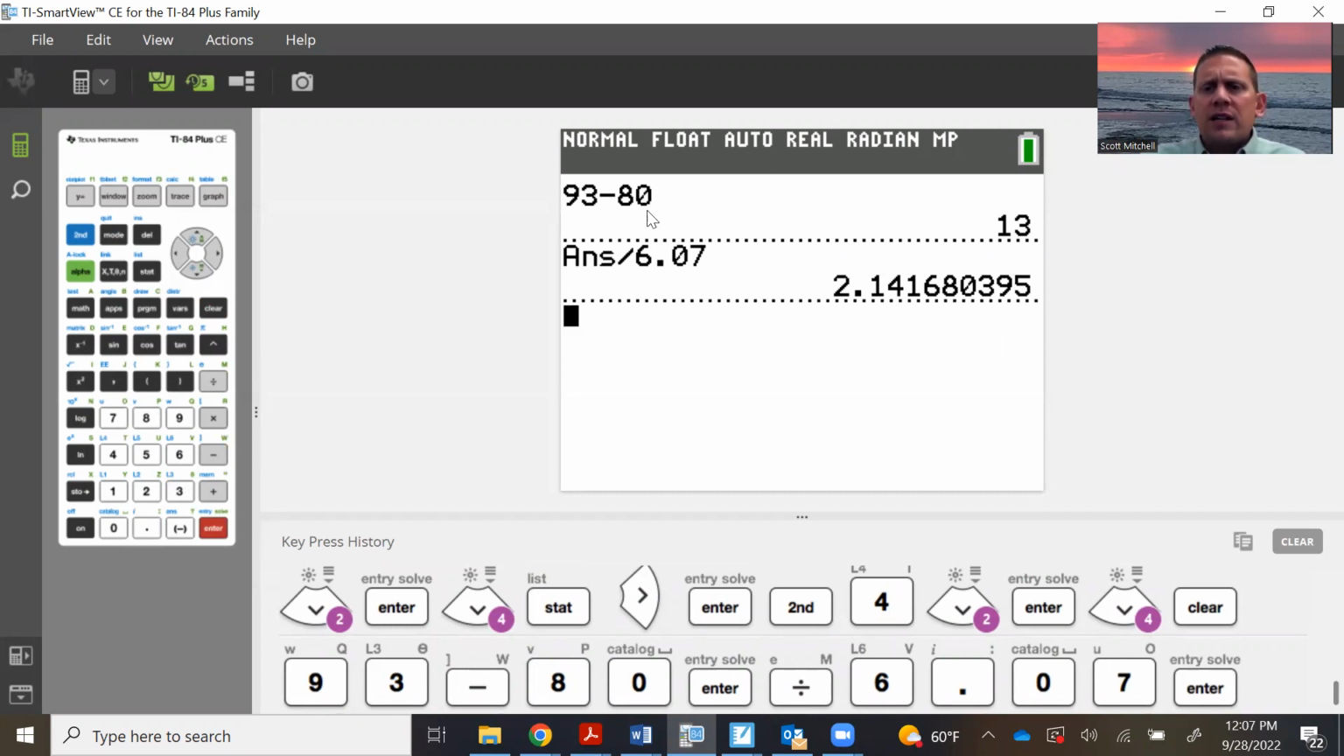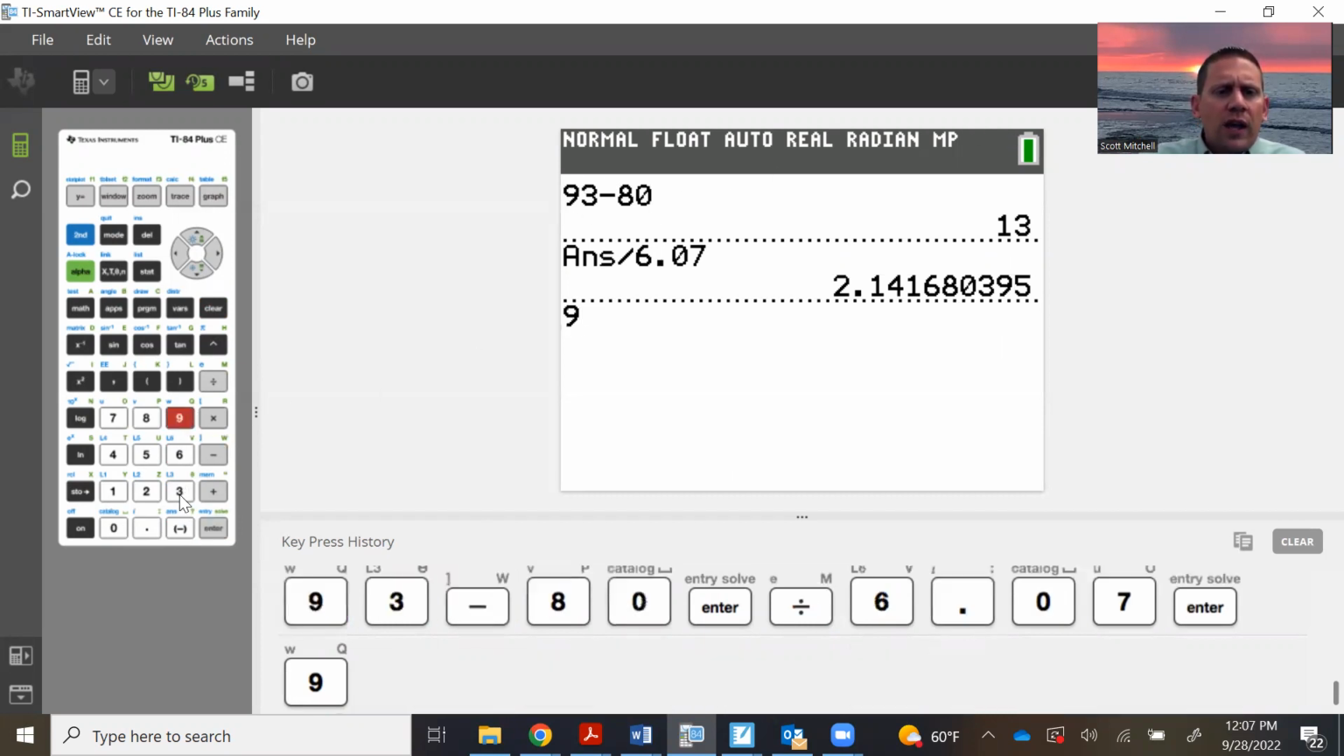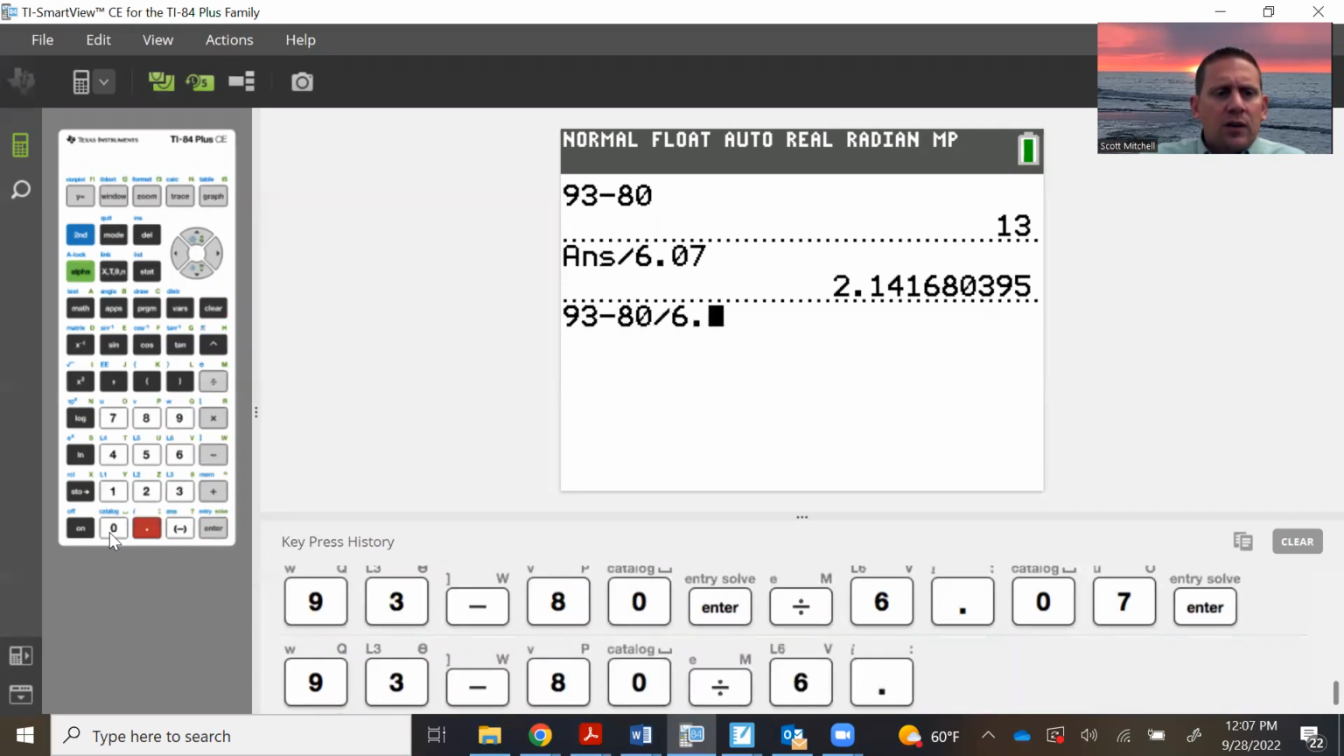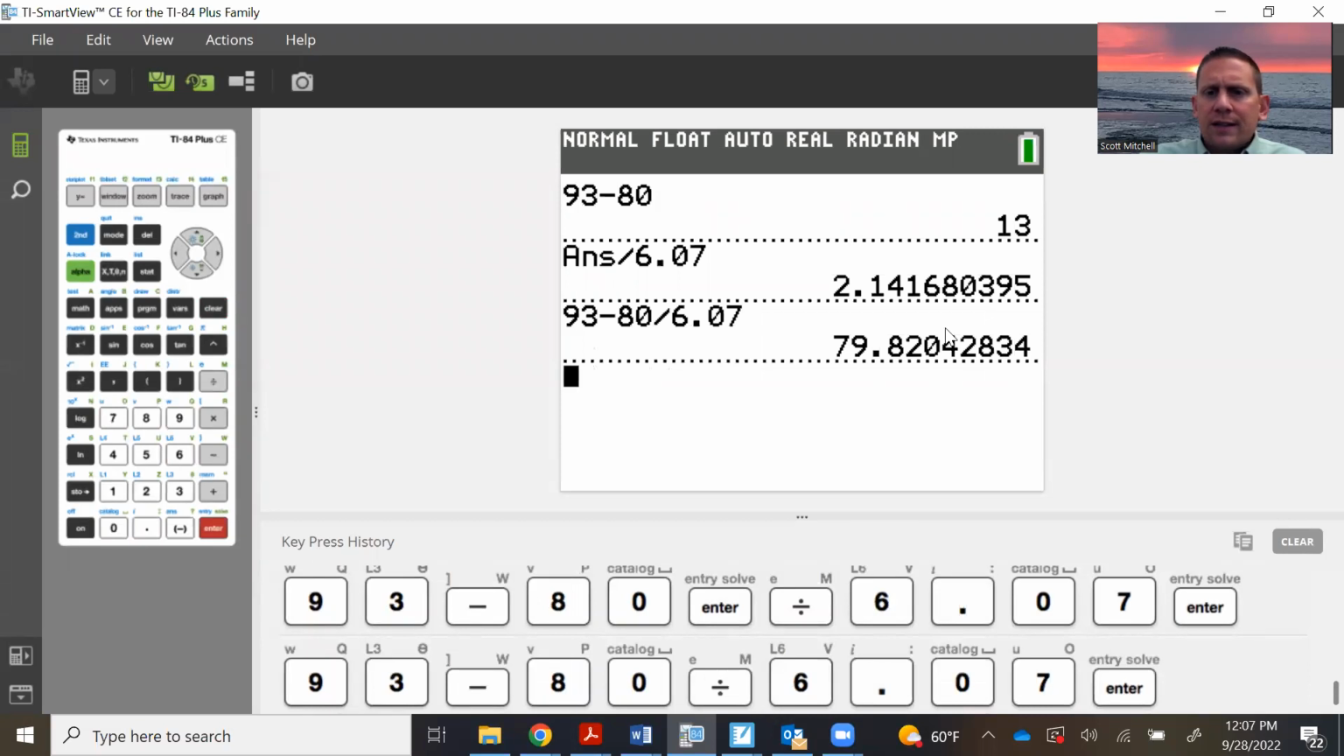Now notice what I did there. I did the subtraction first. You cannot type it in like this. This would be incorrect, and I'll show you. You're not getting the same answer. I mean, think about it. If you subtract these two numbers and you get 13, then you divide that by 6, you're not going to get 79.